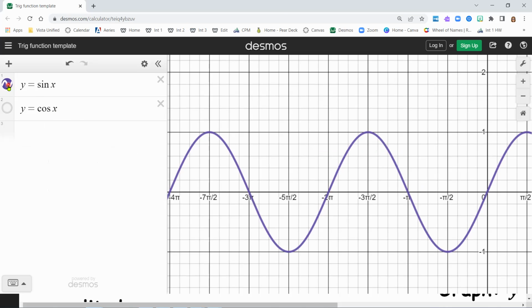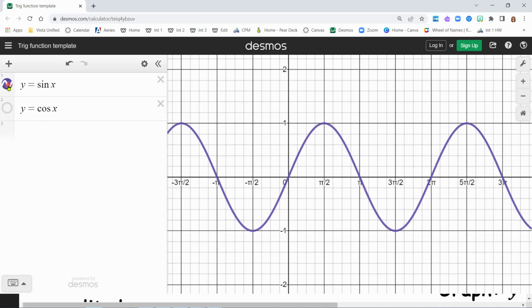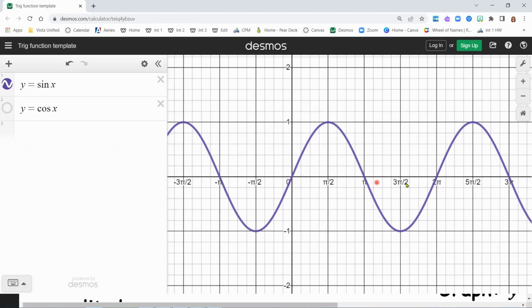This is my sine graph, okay? So here you see from 0 to 2 pi. This is my cosine graph, okay? You'll notice that they're really the same shape, but they're shifted.